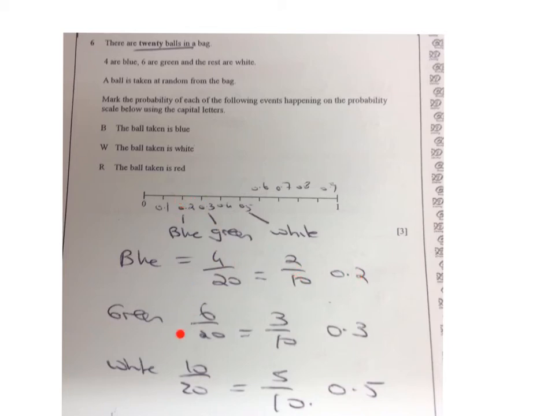That's blue. Green is 6 out of 20, divided by 2 gives you 3 tenths, which is 0.3, which is there. And white, there's half of the whites, which is 10 over 20, which is 5 over 10, which is a half, and the white goes there. Okay, remember, they're going up in 0.1s. You need to fill them in because that's 1 and that's 0, so you need to know what they're going up in.